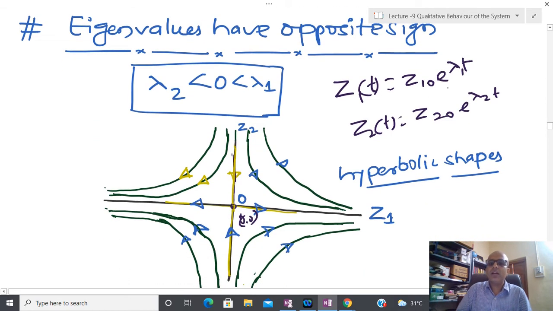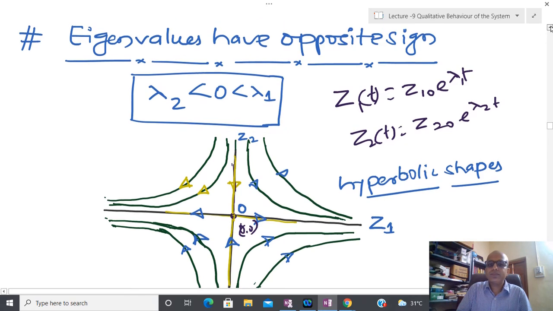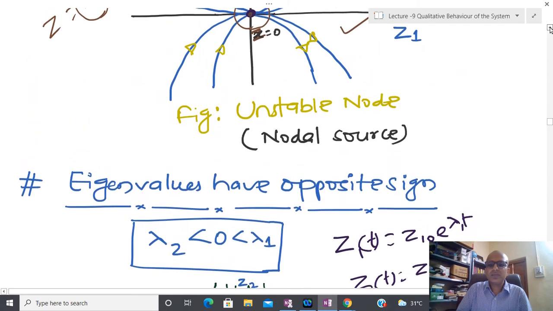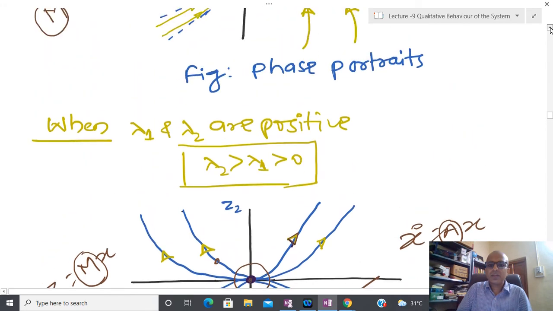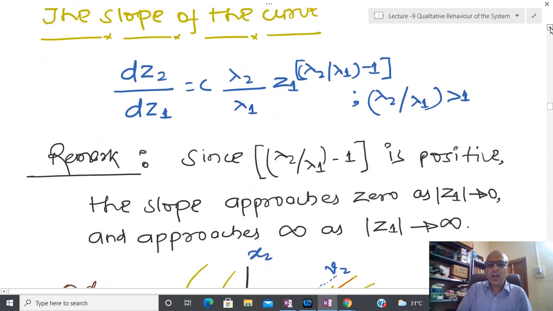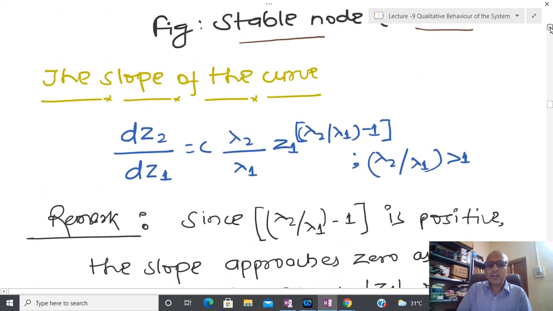Sir, by calculating the slope of this plot, we are getting the same nature. Like if z1 tends to 0, then the slope is 0. Then how is this direction plotted according to the slope?